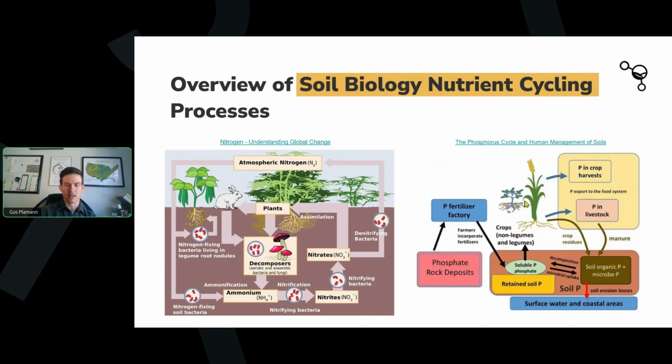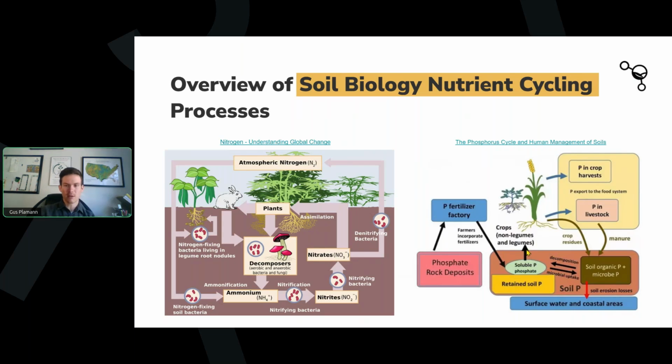And then phosphorus, I don't need to go through the intricacies of the phosphorus cycle, but of course every nutrient cycle is different, and likewise, microbes play a wide range of different roles. In the case of phosphorus, microbes make it more available by solubilizing it or unlocking it from mineral forms, and also converting it from organic forms through the process of mineralization.